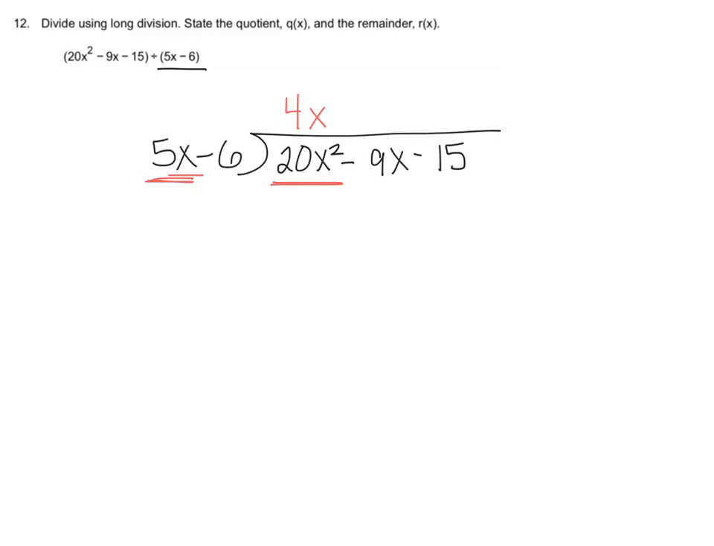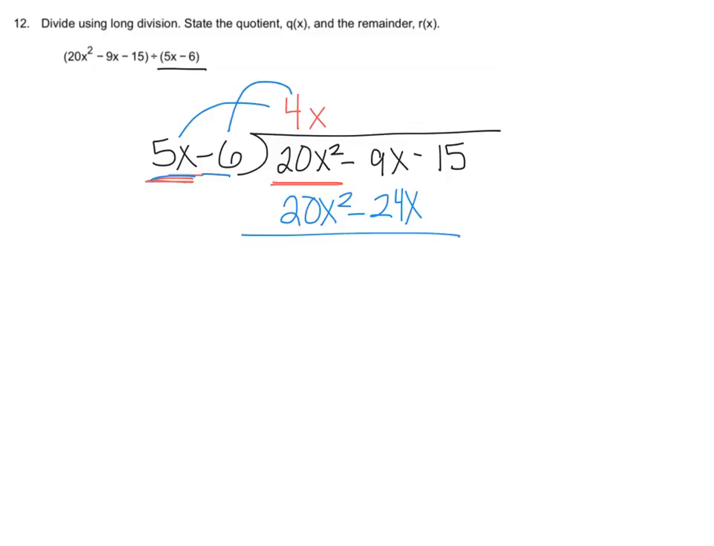Now that I divided, I'm going to multiply the term I just got by the first term in the divisor. So 4x times 5x is 20x squared. Next, you'll multiply the 4x by the negative 6. That's a negative 24x.